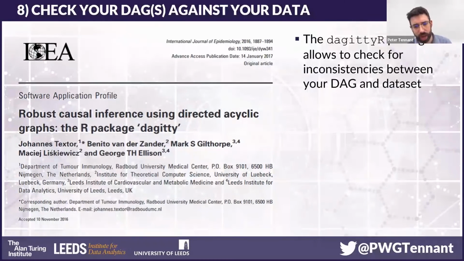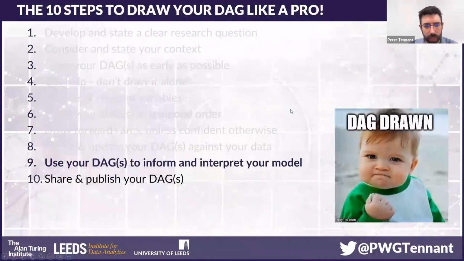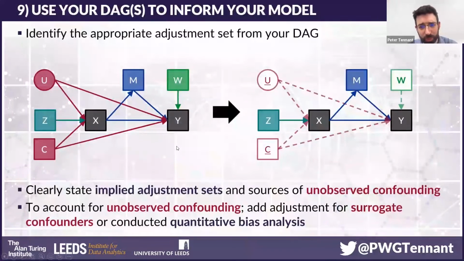Does the data set imply that there's a strong correlation between these two variables that your DAG suggests should not be correlated, for example? And that's a step that hopefully we'll see more people doing in future. And then clearly the most important thing, once you've done all of that hard work, is to use your DAG appropriately.